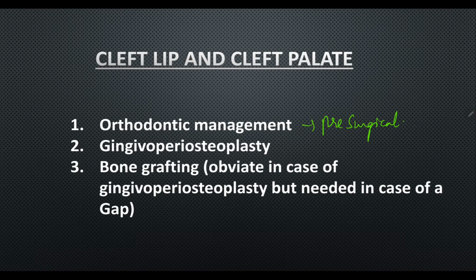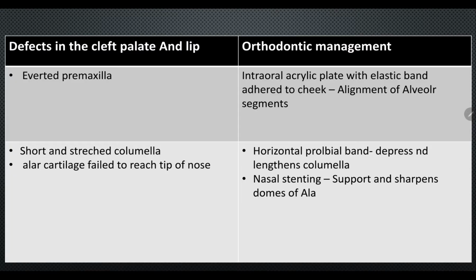And then there are many other methods, but one of the methods is gingival periosteoplasty and bone graft. Usually when we do gingival periosteoplasty, doing a bone graft after that is obviated, but it is needed only when there is a bone gap. Now what are the actual defects in cleft lip and cleft palate both?